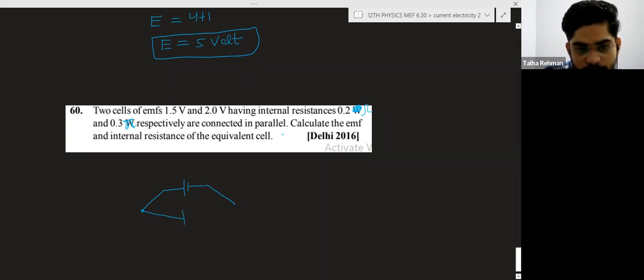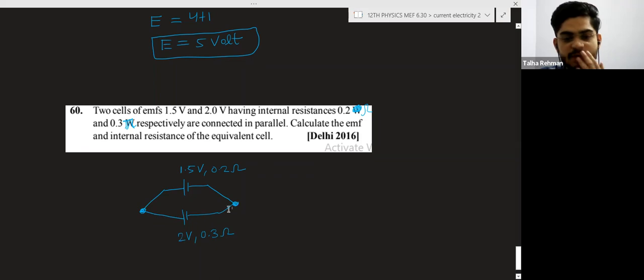And I have not told you about the parallel combination of unequal cells. Here is 1.5 volt with an internal resistance of 0.2 ohm. And here is 2 volt with internal resistance 0.3 ohm. So here two cells are connected end to end, which means this is the parallel combination.